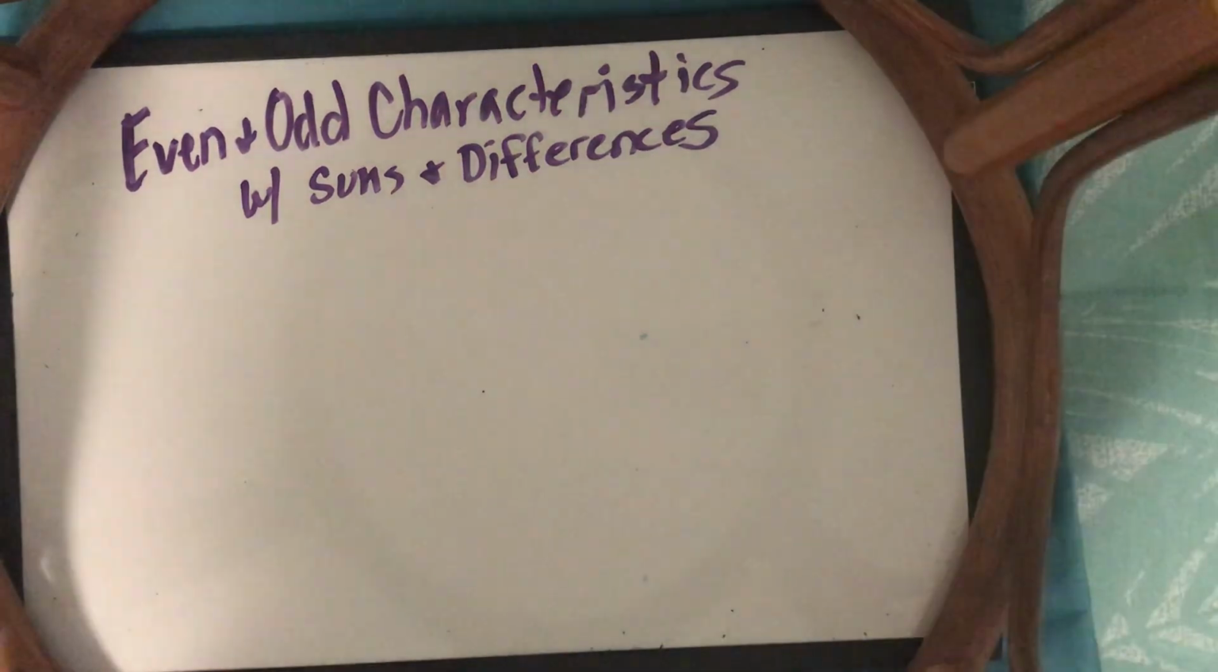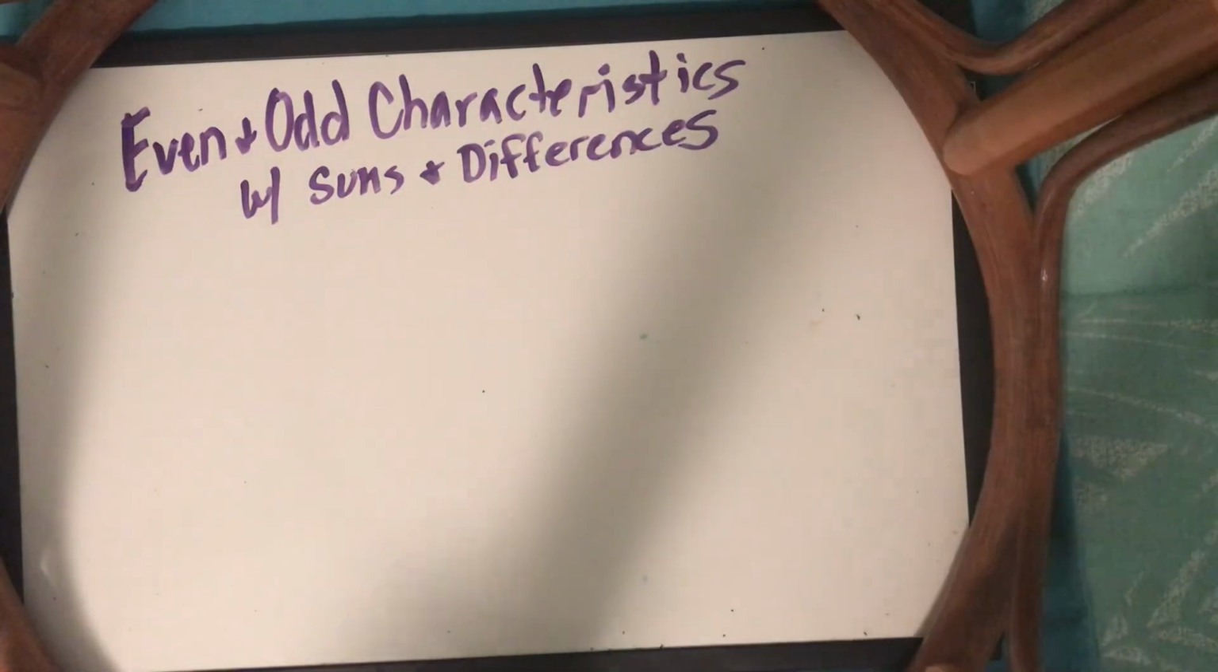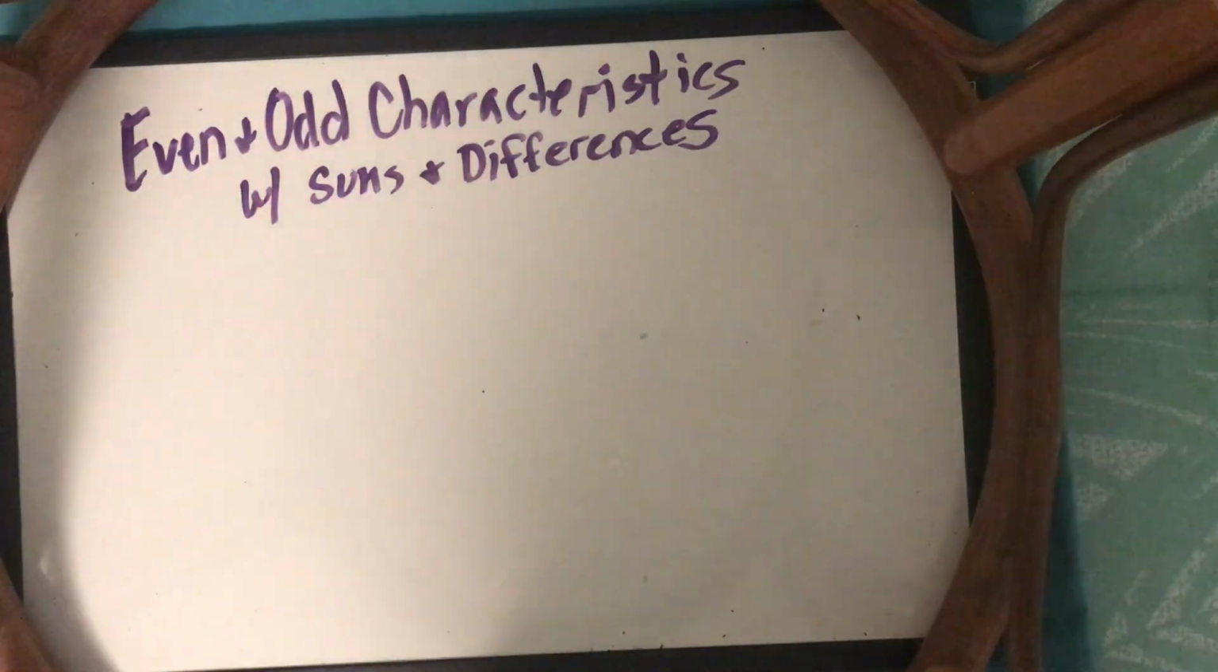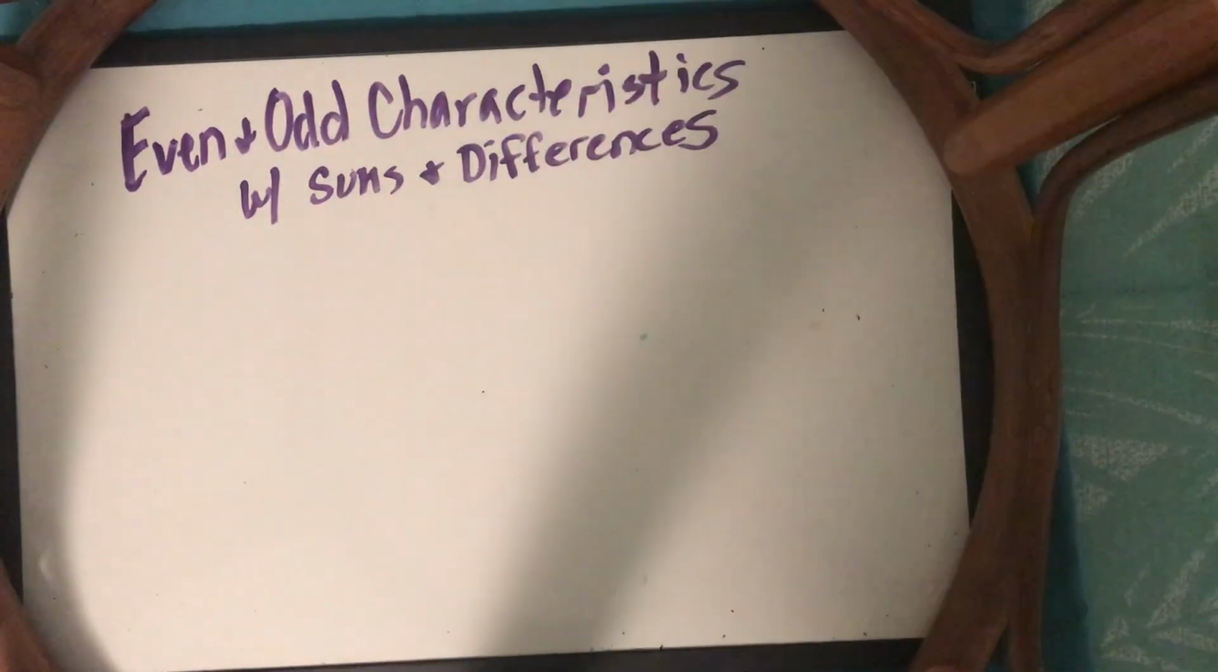Hi boys and girls, today we're going to be going over even and odd number characteristics with sums and differences. This is something that we've already done in the classroom, so I'm going to go over it quickly, just to review what we talked about. First we talked about the difference between an even and odd number.